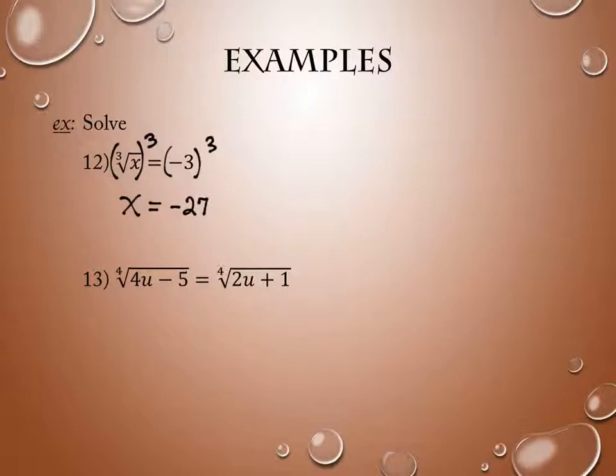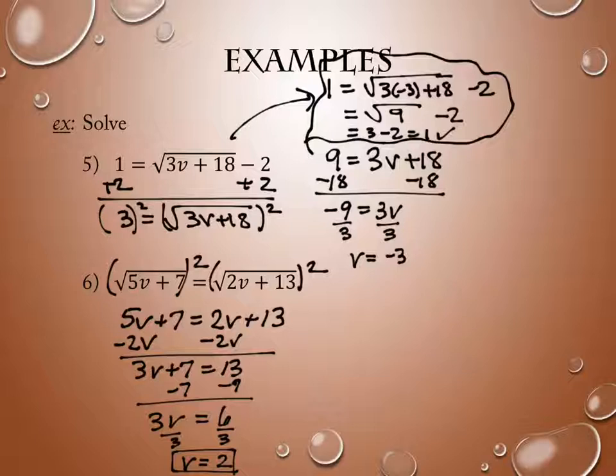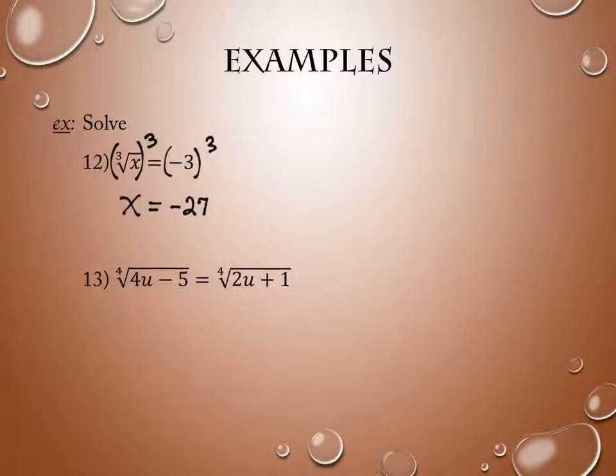Okay. Number 13 actually looks very much like when we did last time. Let me see what number it was. It was number 6. Number 6 I did last time looked like this. I had a square root on both sides, and I had items underneath the radical, right? And I do here as well. So what do you think I'm going to do to this equation? Yeah, power of 4 on both sides, exactly. And that will get rid of my radicals. So I have 4u minus 5 equals 2u plus 1. And then what?